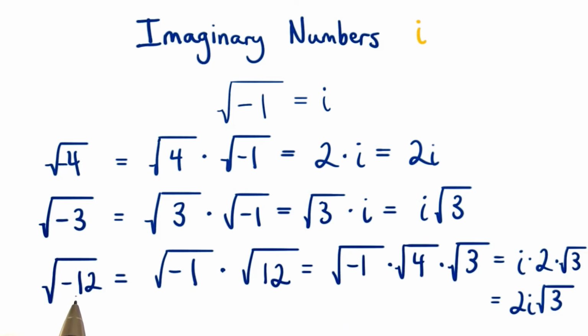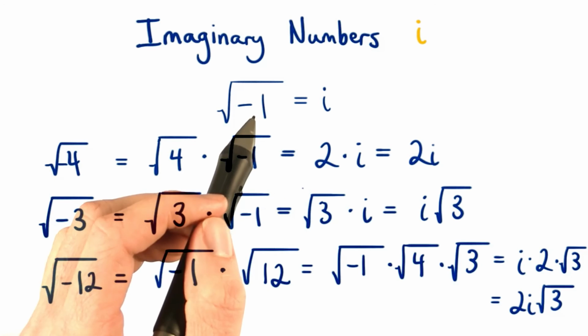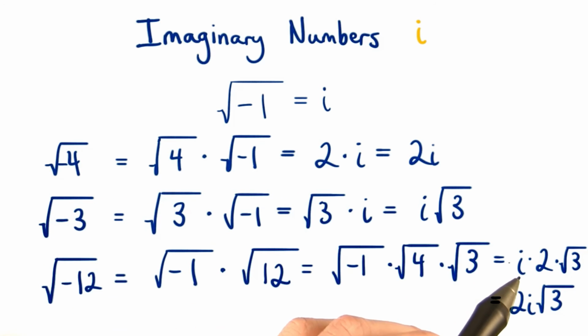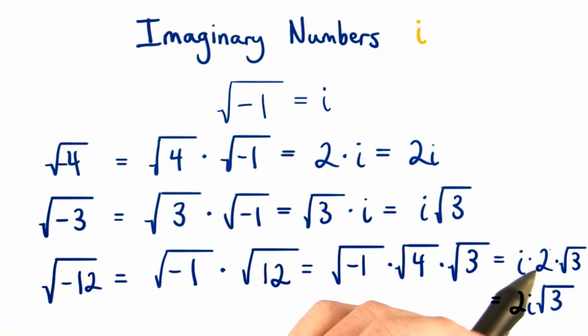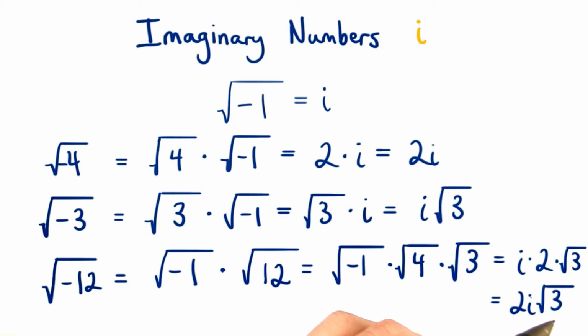And for our last one, we'll have the square root of -1 times the square root of 12. We can simplify the square root of 12 by breaking it up into the square root of 4 times the square root of 3. We know the square root of -1 is really equal to i, so we write that here, and then we take the square root of 4, which is 2. We multiply these two together to get 2i times the square root of 3.